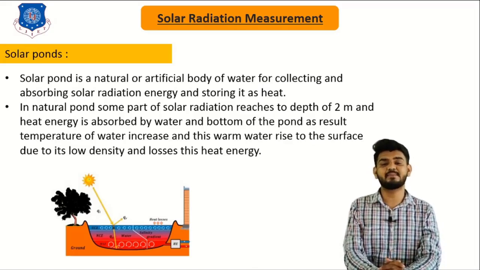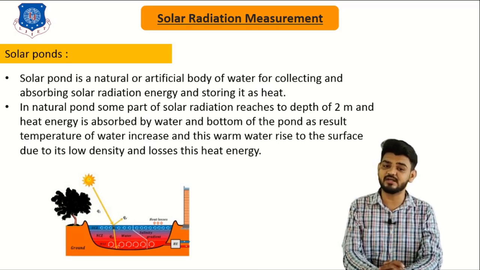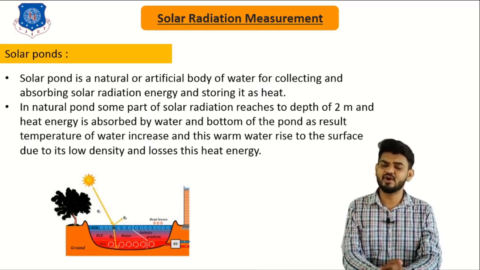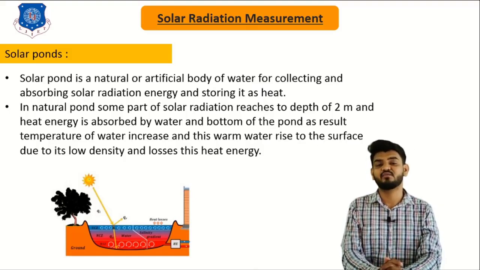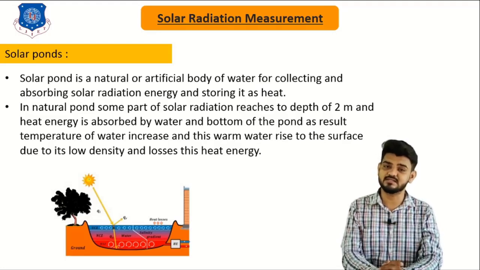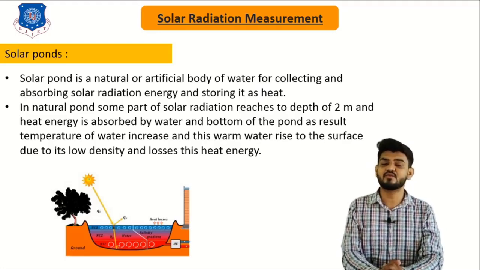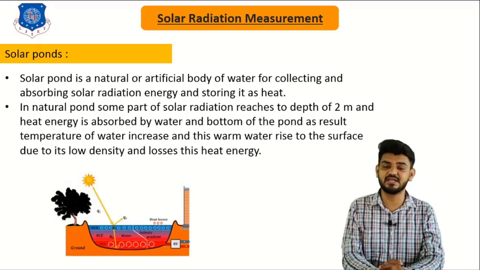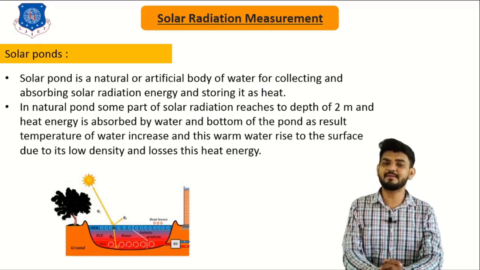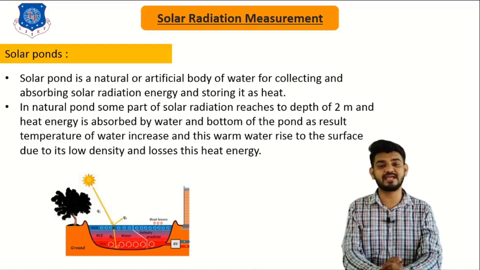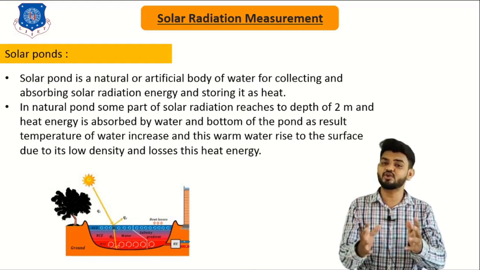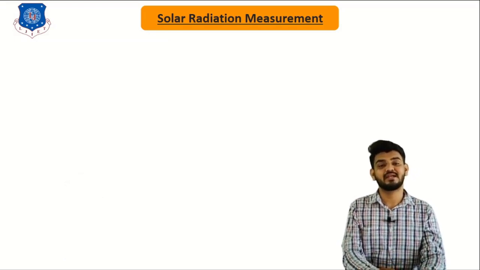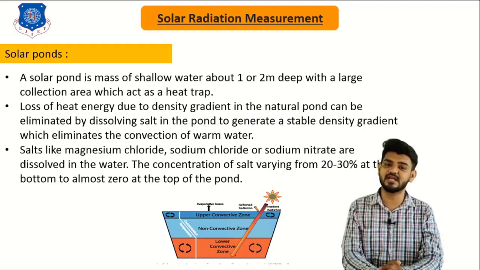As a result, the temperature of the water increases and this warm water becomes light in weight because its density is lower than the surface water. And this light water travels upward to the surface, creating a convection current. So when this light, warm water reaches the surface, it loses its heat energy to the atmosphere. So by means of such a natural pond, we cannot utilize the solar energy for different purposes. So what we need to do is eliminate this density difference that causes this convection current.